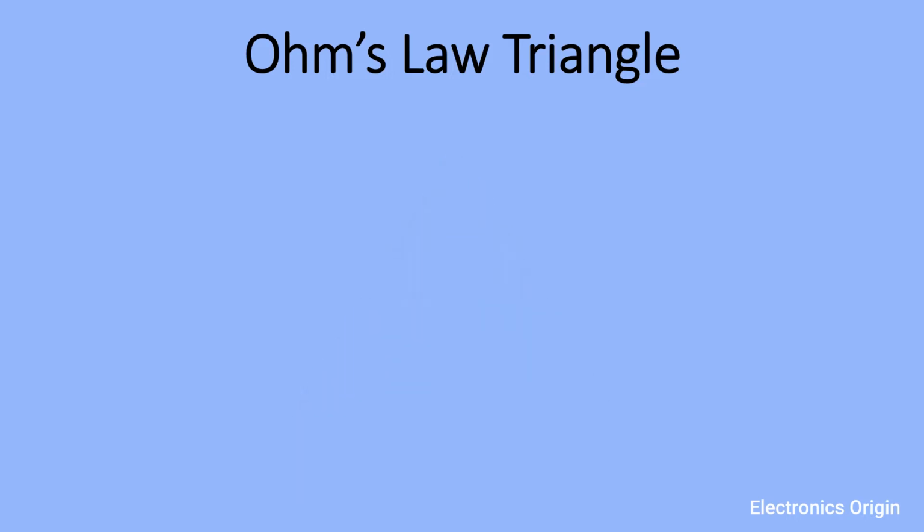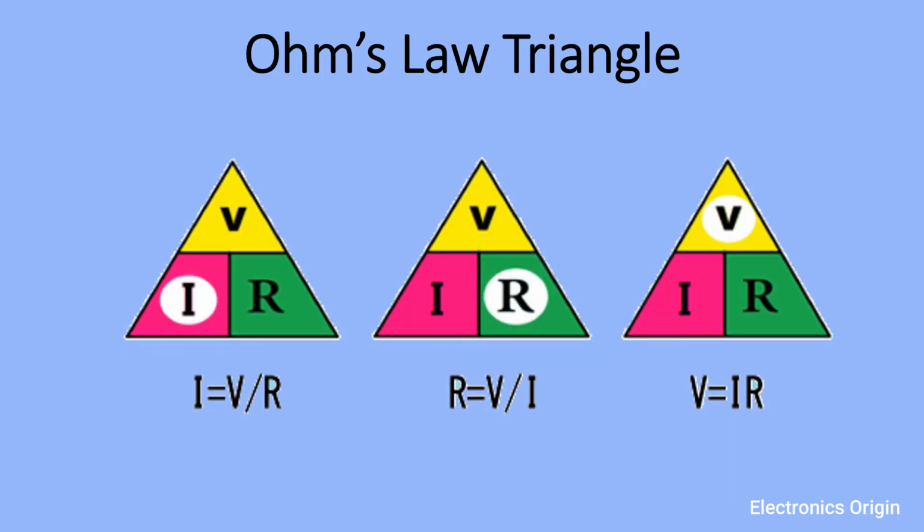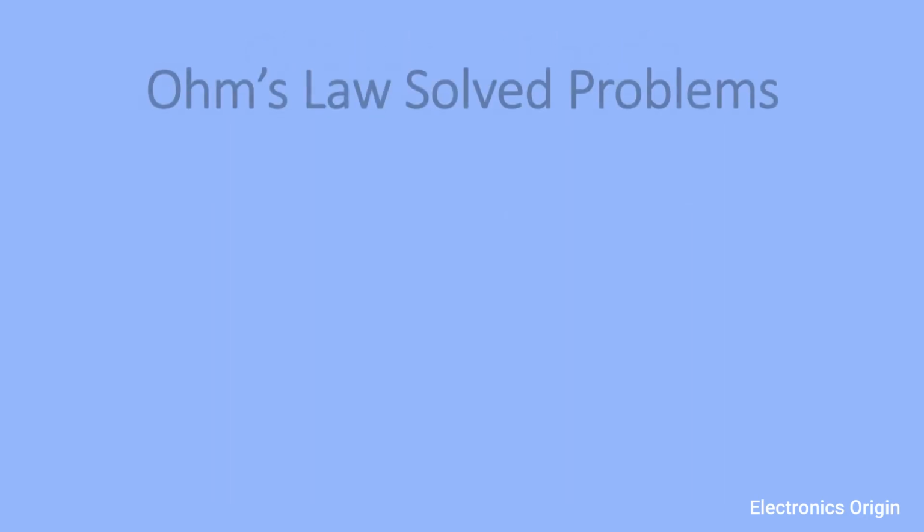If the value of voltage is asked and the values of the current and resistance are given, then to calculate voltage simply cover V at the top. So, we are left with I and R, or I into R. So, the equation for voltage is current multiplied by resistance.